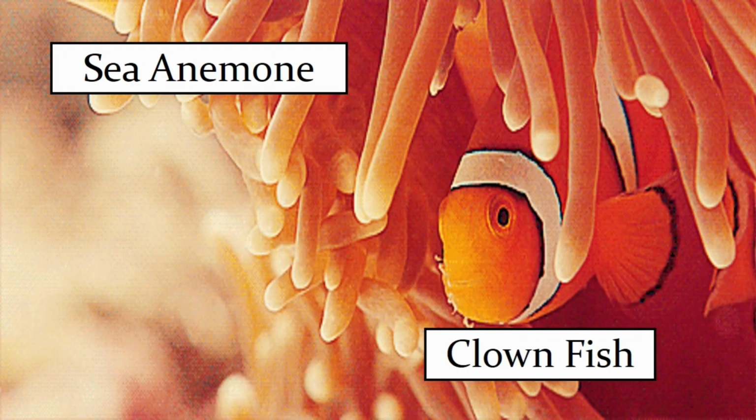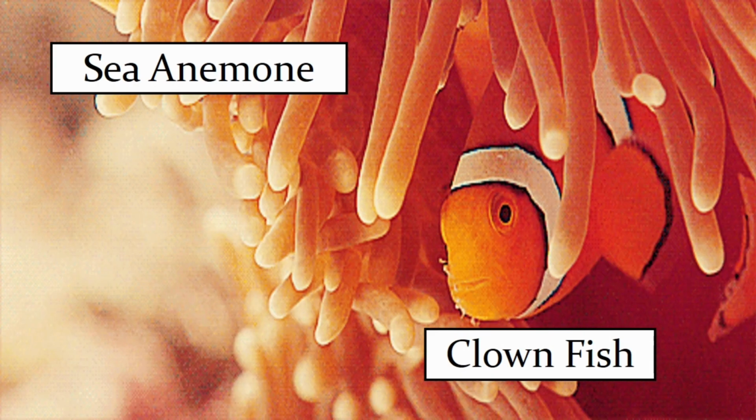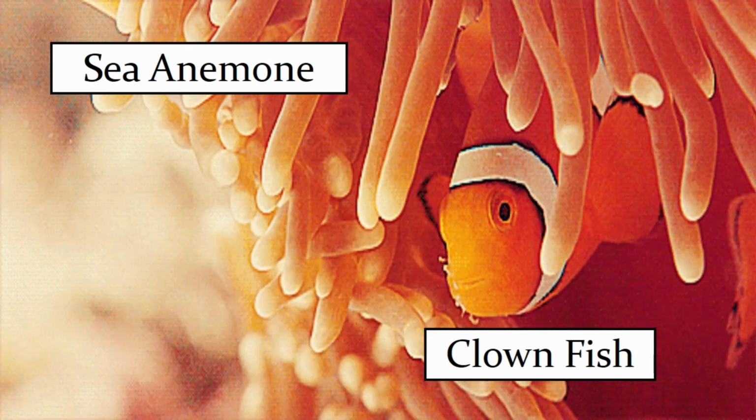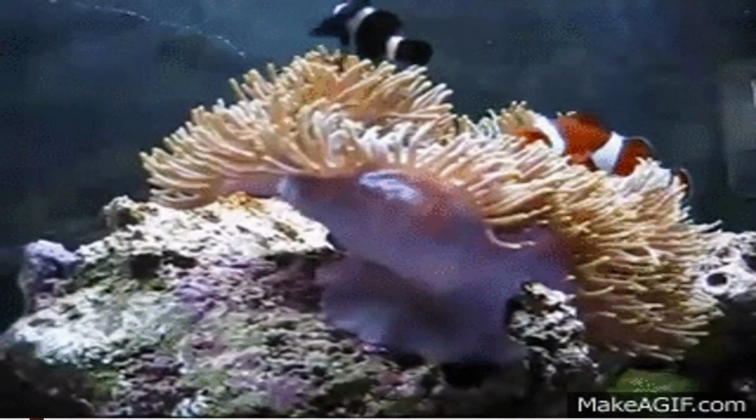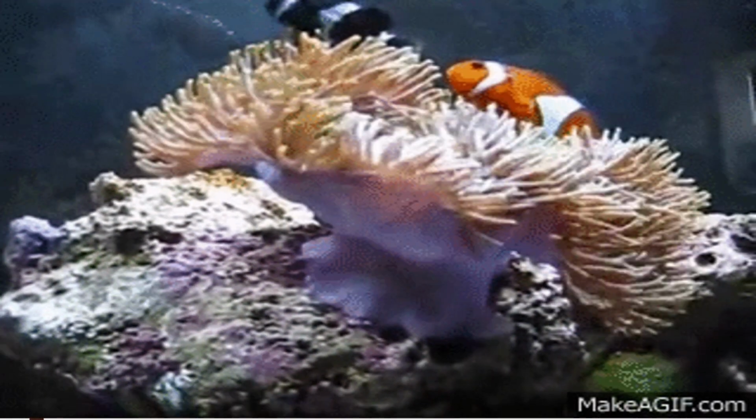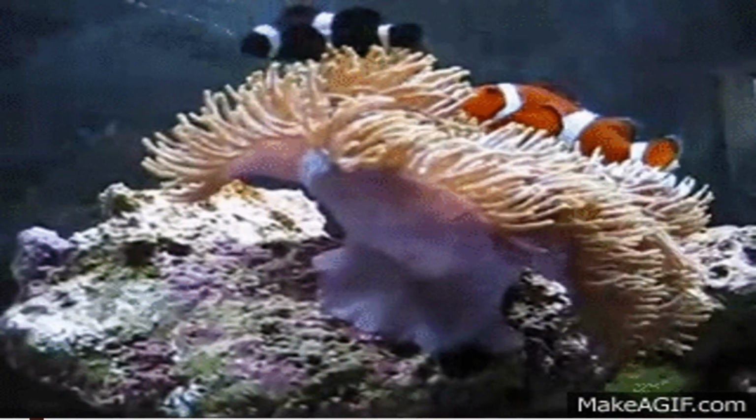Mutualism also occurs in clownfish and sea anemone. The fish lives within the tentacles of the sea anemone, and in return, the sea anemone receives cleaning and protection because of the fish.